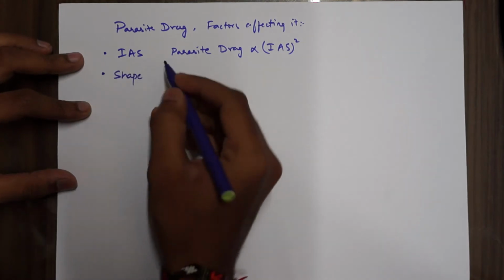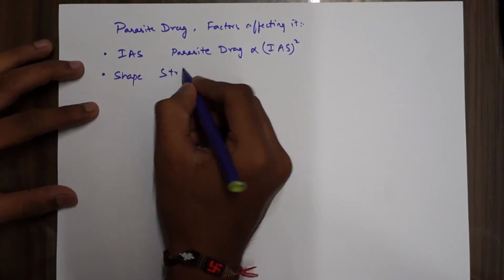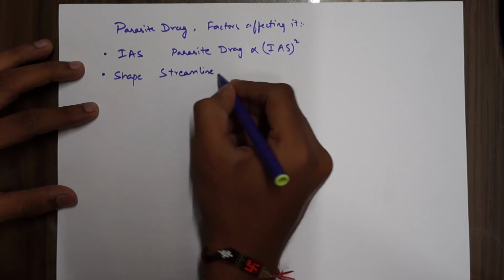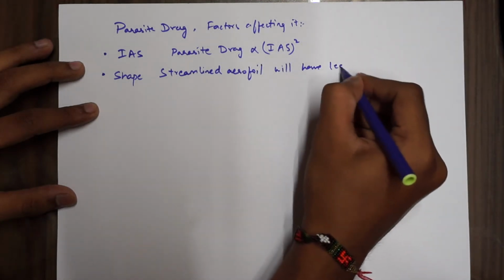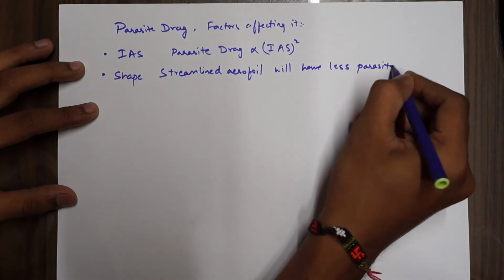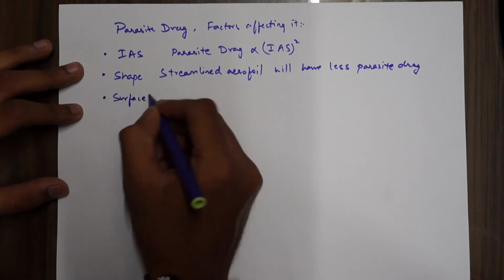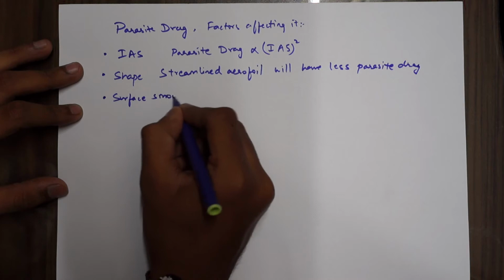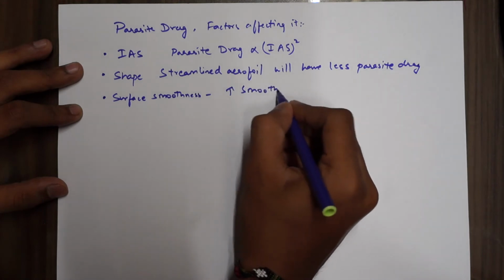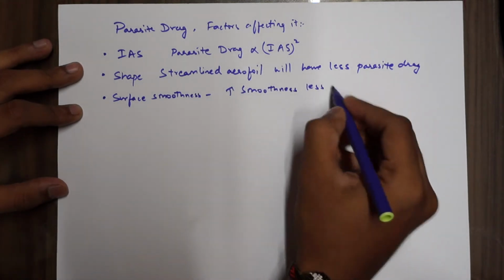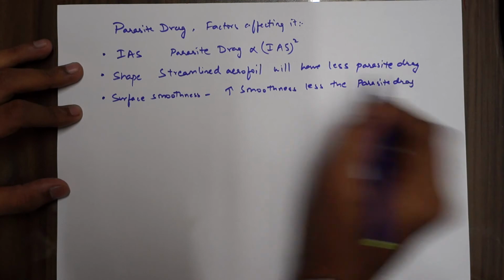Shape. Okay, so basically if you have a streamlined profile, like a streamlined aerofoil profile, it will have less parasite drag, alright. Third one is surface smoothness. The more the smoothness, the less the skin friction drag, basically, which is a part of parasite drag, alright.